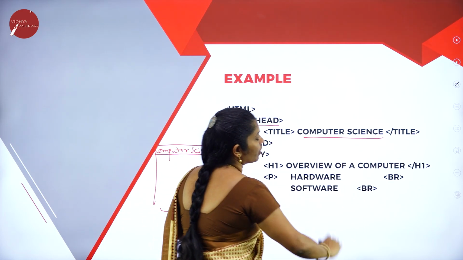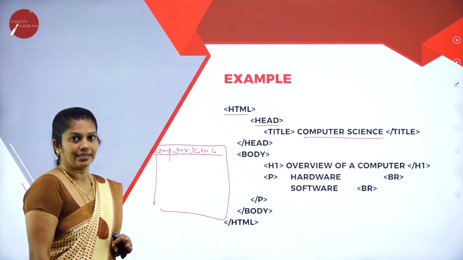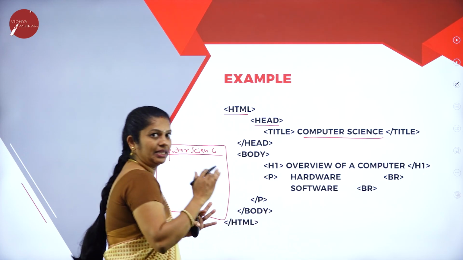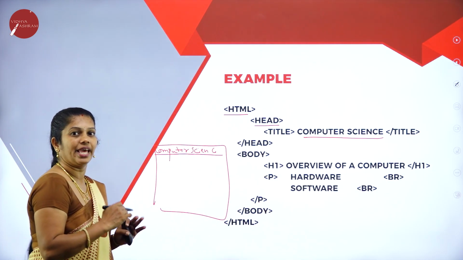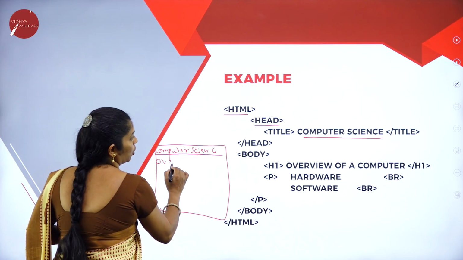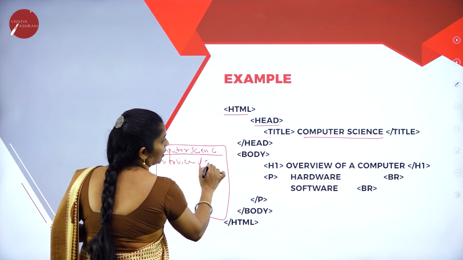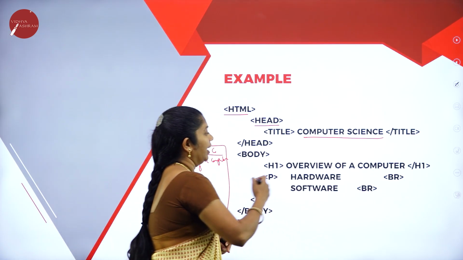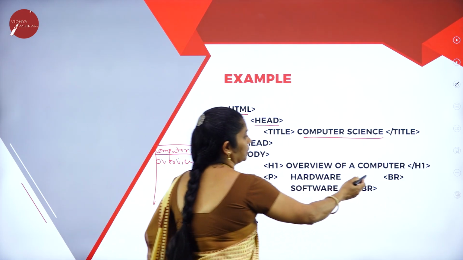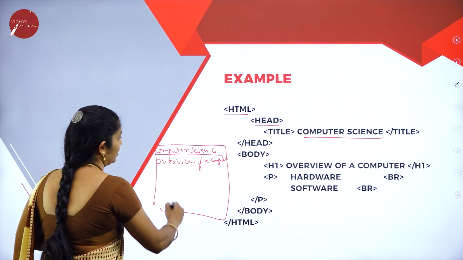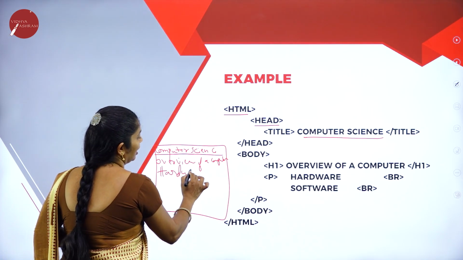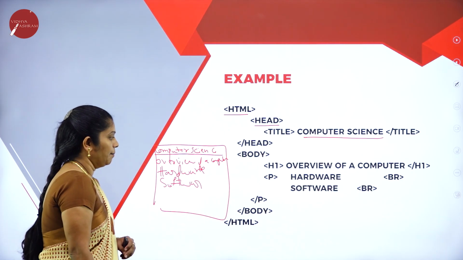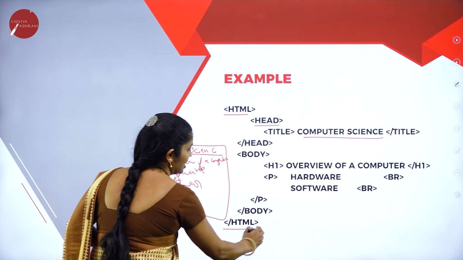H1: Overview of Computer is given. The H1 tag is a heading tag. I want to display overview of computer in larger size in heading format, that's why we are using the H1 tag. Then you are going to get overview of a computer in this document. Then in paragraph format, hardware, software. Here we are using the BR tag, so it will display hardware as well as software. Then we are closing the paragraph tag, the body, and then the HTML tag.